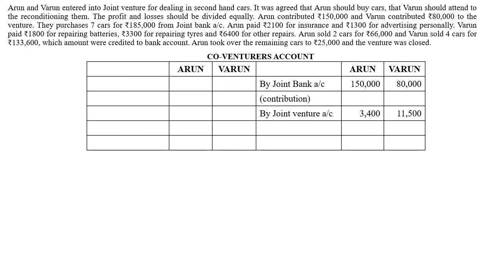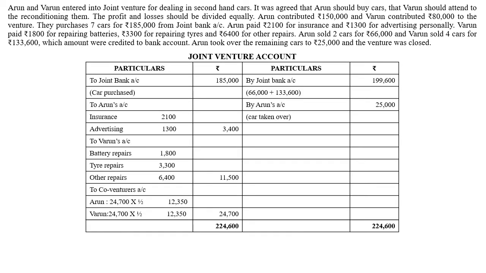Next you pass the journal entry, that is to Arun's account, right? Under that you have written repairing of batteries, repairing of tires, other expenses, other repairs: 1,800, 3,300, 6,400. You got 11,500. Again you see joint venture. Are there any other entries relating to the co-venturers? Here it is by Arun's account. By Arun means it is to joint venture.